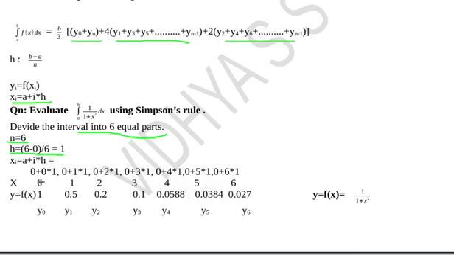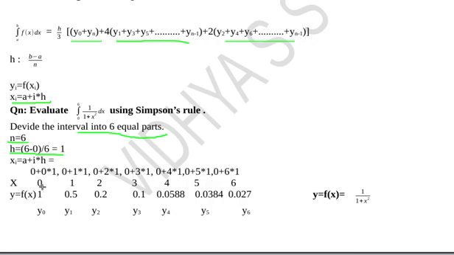Here for x0, a is the lower limit, that is 0, plus the i value 0 into the h value, which is 1, so 0 plus 0 into 1, that is 0. Again x1 is calculated, 0 plus 1 into 1, then x2 is calculated with the formula 0 plus 2 into 1, then x3 is 0 plus 3 into 1, x4 is 0 plus 4 into 1, x5 is 0 plus 5 into 1, etc. Up to x6 we have calculated.